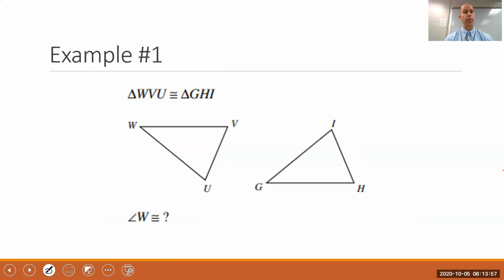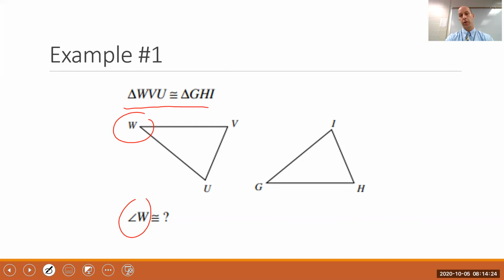So let's look at an example here. So let's say that I tell you that triangle WVU is congruent to triangle GHI. So I have these two triangles drawn here, and you can look and see it. It looks like those two triangles are exactly the same shape and the same size. Their orientation is a little bit off. So here's my question. What angle is congruent to angle W?